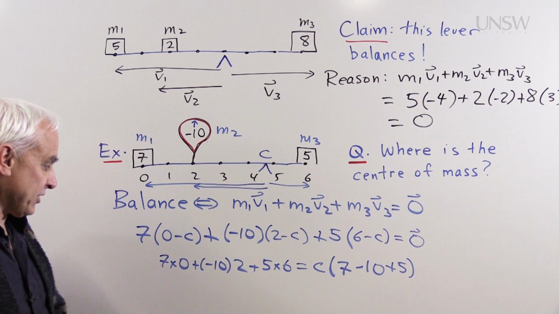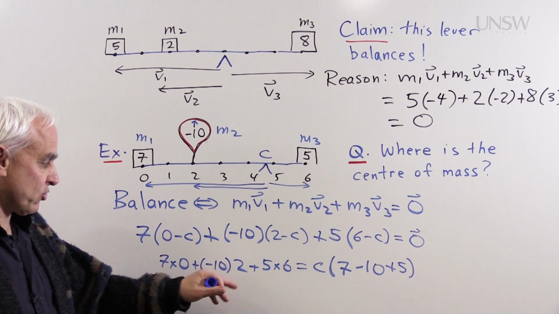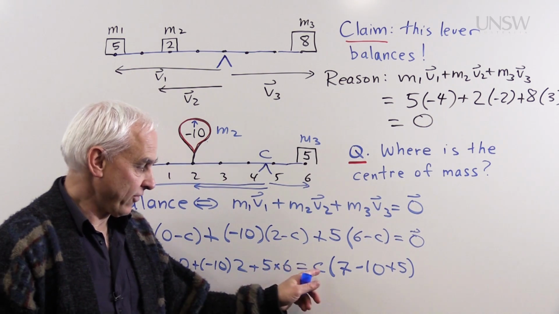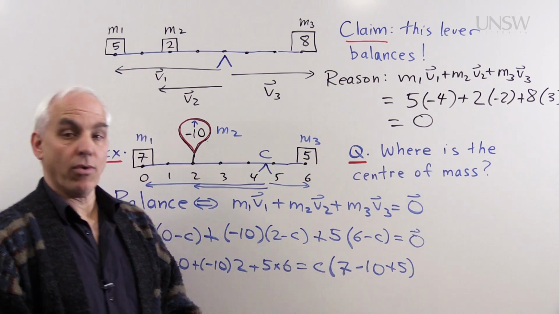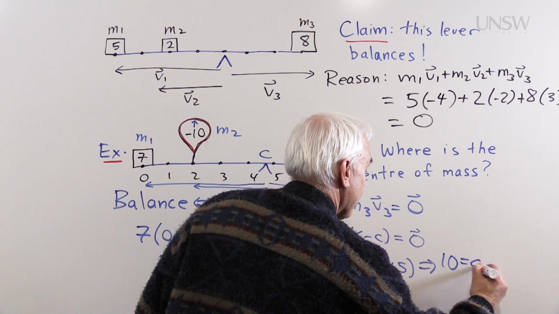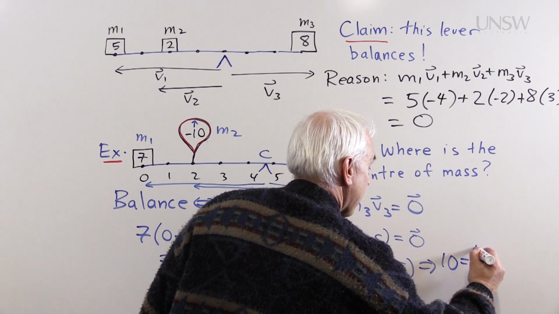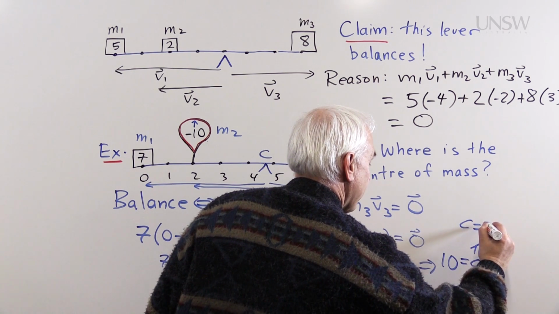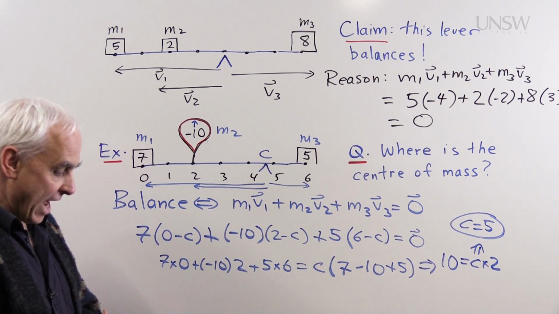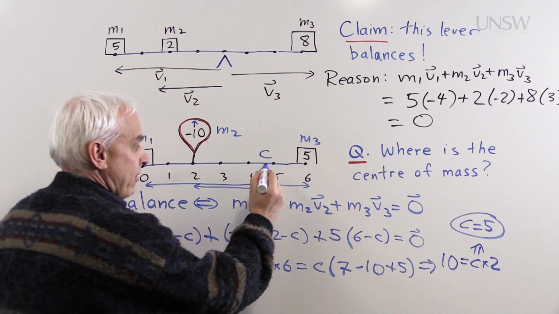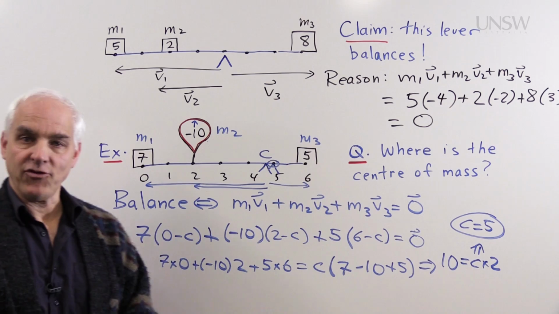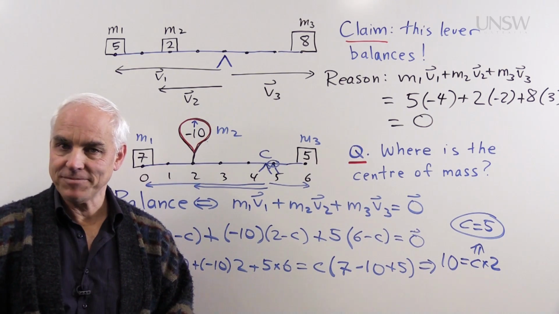And what's the answer then? 0 minus 20 plus 30 is 10. So 10 equals C times 2, which tells us that C equals 5. So our center of mass is actually right here. That's the place where the lever balances.